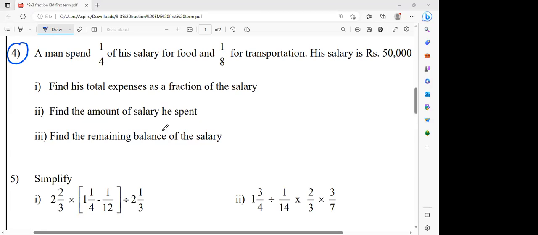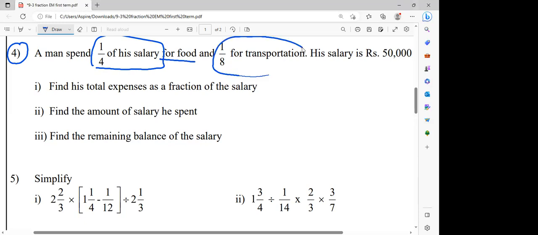Okay, have you finished with the writing? If so, let's discuss. A man spent 1/4 of his salary for food and 1/8 for transportation. You can see that, as in the question I did before, they have given two fractions which are spent for two different purposes: 1/4 of his salary for food and 1/8 for transportation. His salary is also given here. Find his total expenses as a fraction of the salary.